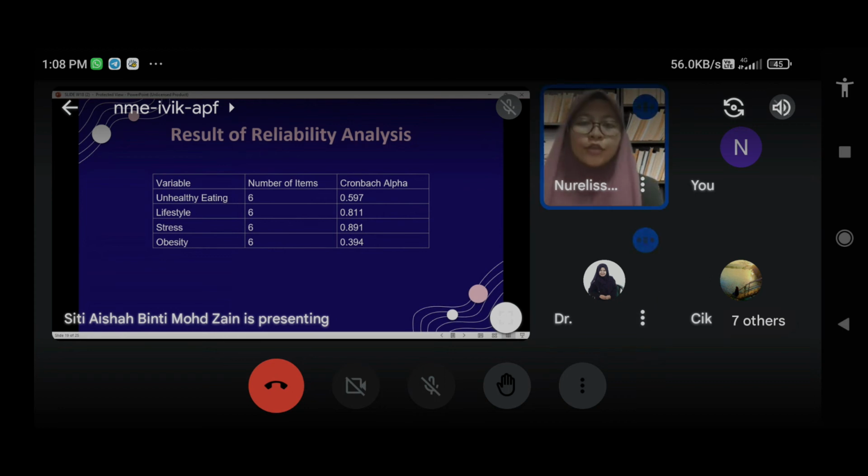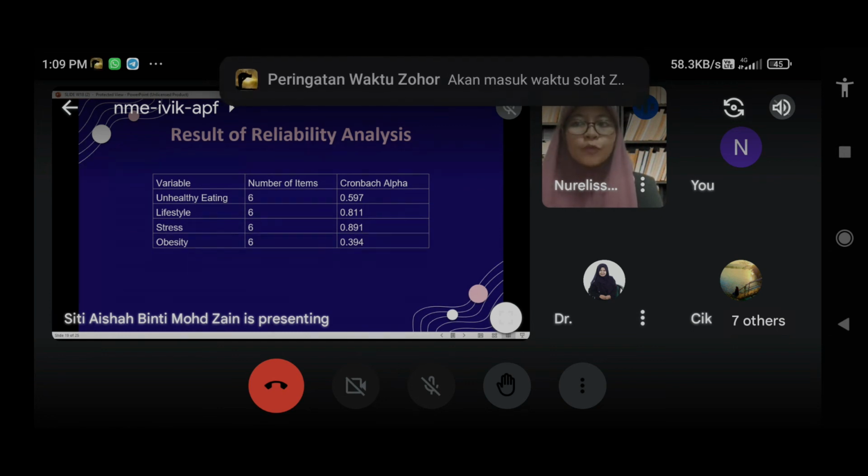Why we have UMK campus students, because it is easier for us to distribute the questionnaire first. For our research objectives, first is to identify the habit of unhealthy eating with the obesity among students UMK. Second, to investigate the unhealthy lifestyle that can cause the obesity among students UMK. And last, to correlate the relationship between stress factor with the obesity among students UMK.